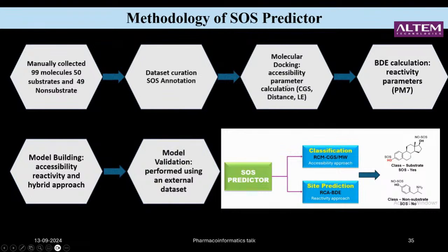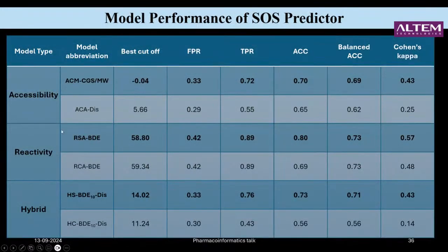We used molecular docking and bond dissociation energy calculations at the semi-empirical level. Using that data, we developed models based on accessibility and reactivity, and we are able to generate good models. So accessibility, reactivity, and hybrid models are reaching true positive rate predictions close to 90%, and in some places still close to 80%.